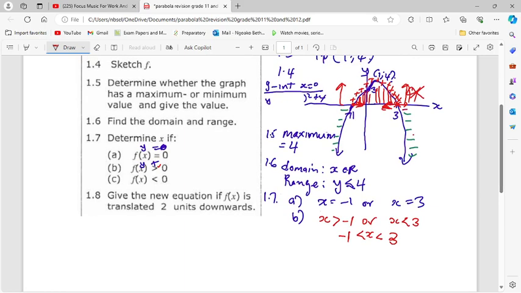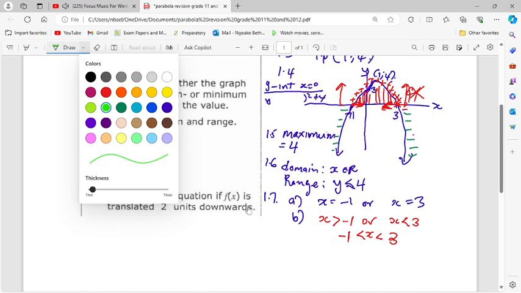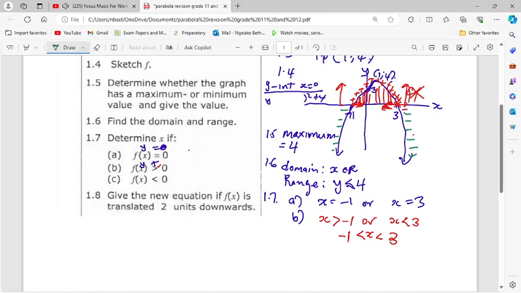Alright, then the next one I say f of x then must be what? The f of x must be negative here. It must be negative. So if it's negative, that means y must be negative. Y is negative where? Underneath here. So now we always start at the x-axis to have what? To have the critical values.